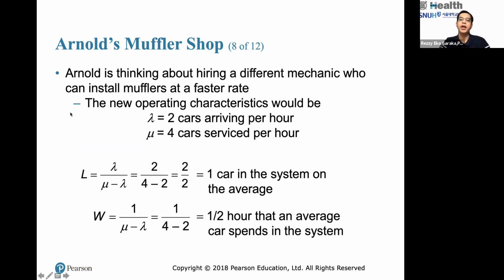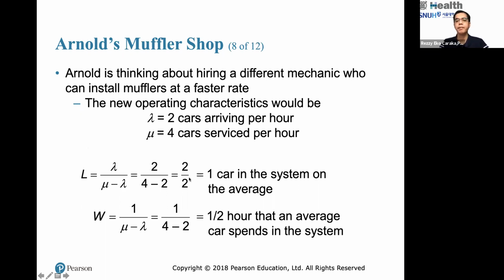Here we have the example. Arnold is thinking about hiring a repair mechanic who can install mufflers at a faster rate. So that follows a Poisson distribution, and we only have two parameters, lambda and mu. Lambda is 2 cars arriving per hour, and mu is 4 cars serviced per hour. This is our information. Same as the previous slide, we can calculate L, W, P0, WQ, and LQ.